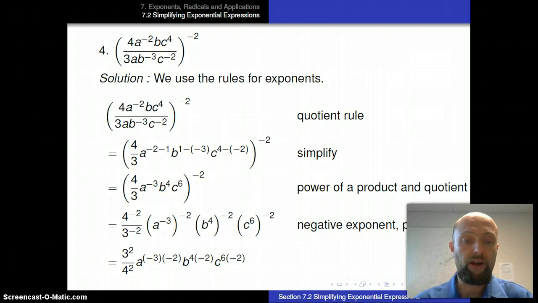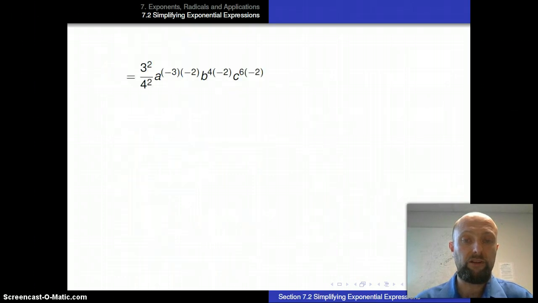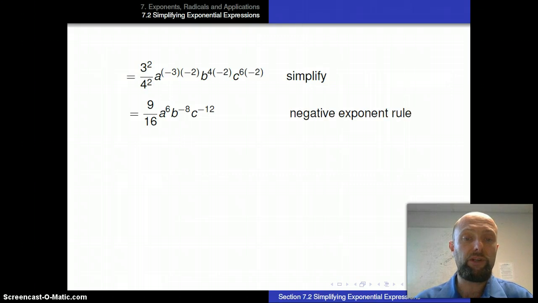Now we simplify. 3 squared over 4 squared is 9 over 16. Negative 3 times negative 2 is 6. 4 times negative 2 is negative 8. And 6 times negative 2 is negative 12. So after simplifying, we find the following expression. Now we use the negative exponent rule to rewrite b^-8 as 1 over b^8, and c^-12 as 1 over c^12. And here is our final answer.